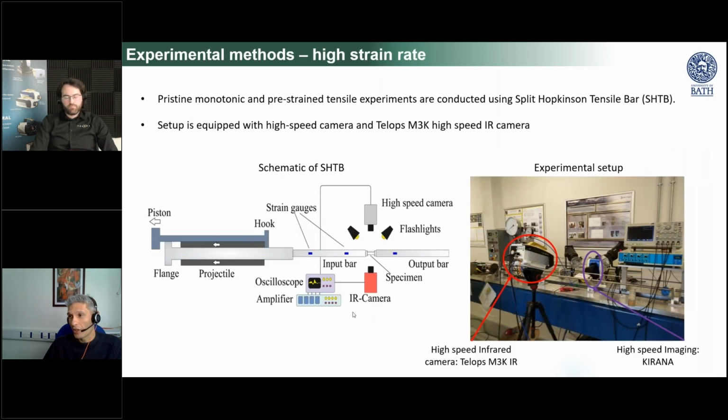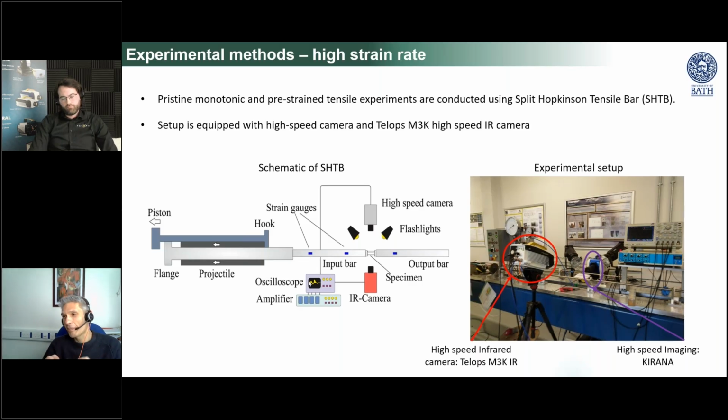After we precondition and predeform the sample, we conduct a series of high strain rate experiments on the split Hopkinson tensile bar. For those of you who may not be familiar with this apparatus, I will describe it quickly. In this apparatus, a projectile is pulled by a hook and a piston to impact a flange that is connected to a rod. Upon the impact of the projectile on the flange, a stress pulse is generated and propagates along the rod and the input bar until reaching the interface between the input bar and the sample.